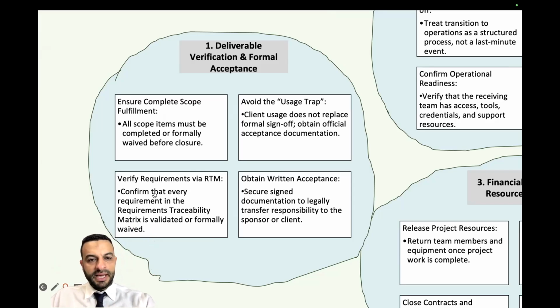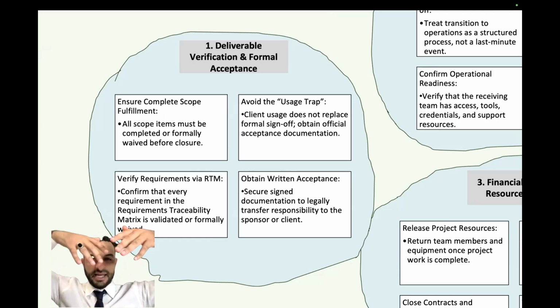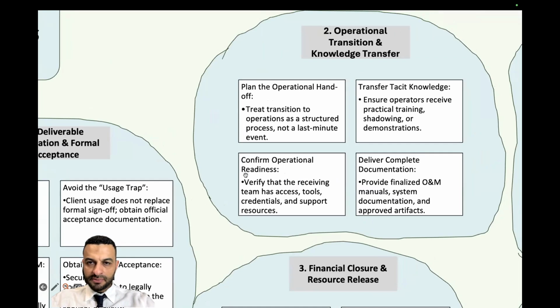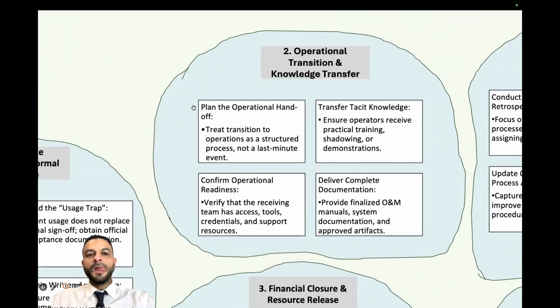Verify the requirements using the requirements traceability matrix. You remember the table that we created in the planning, the requirements and their connection with the objectives. You should recall it here because these are the specifications or the acceptance criteria based on which you will submit the work to the customer. Obtain written acceptance. Again, verbal acceptance is not enough.